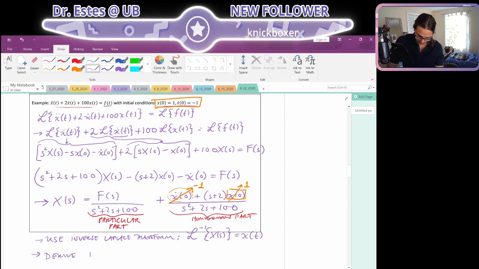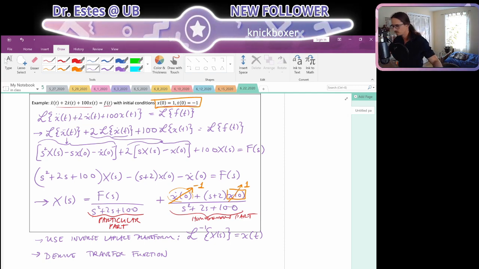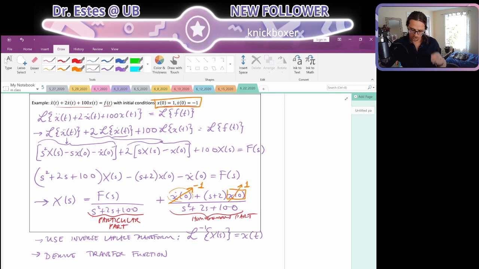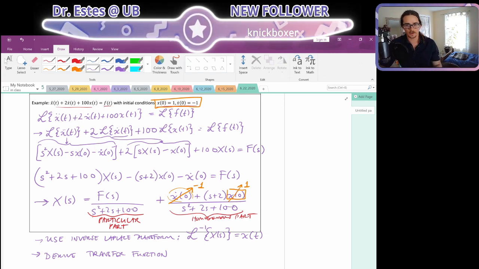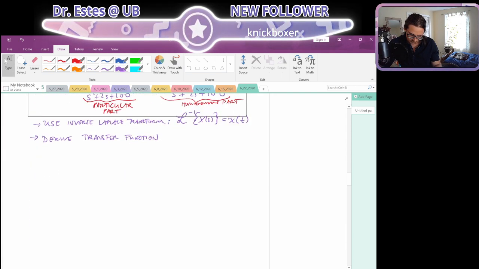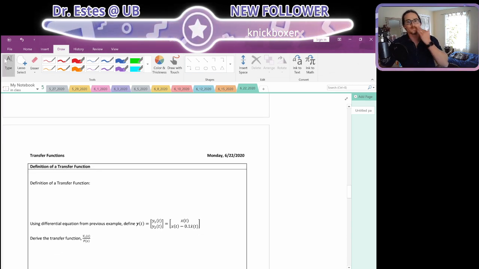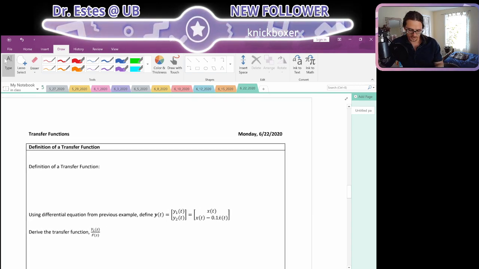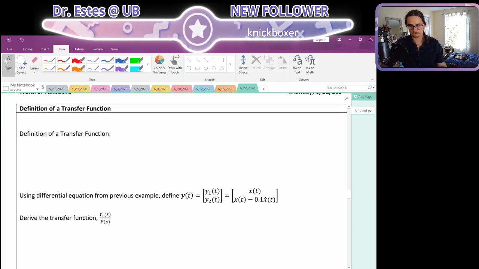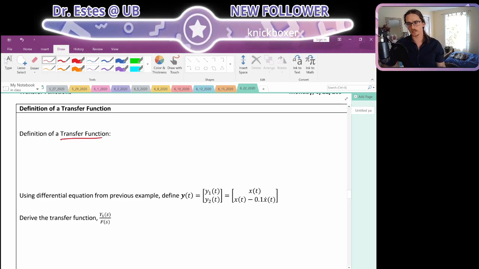We are going to derive what's called a transfer function, which I believe will be the next little box down here. Oh, white space. Okay. So we're finally here. The arrival point. What the heck is a transfer function?